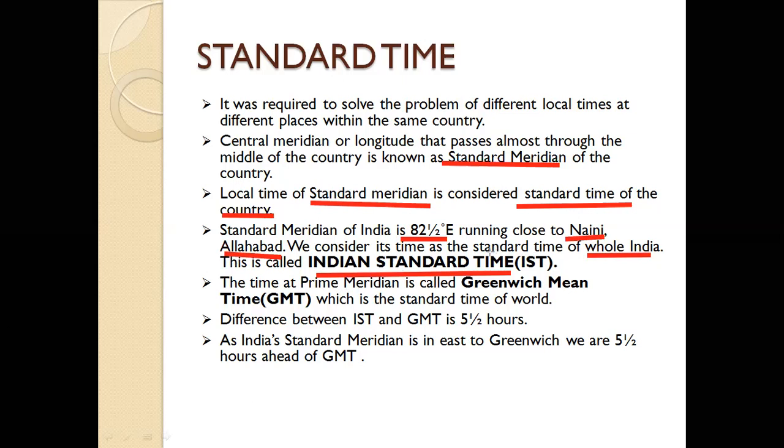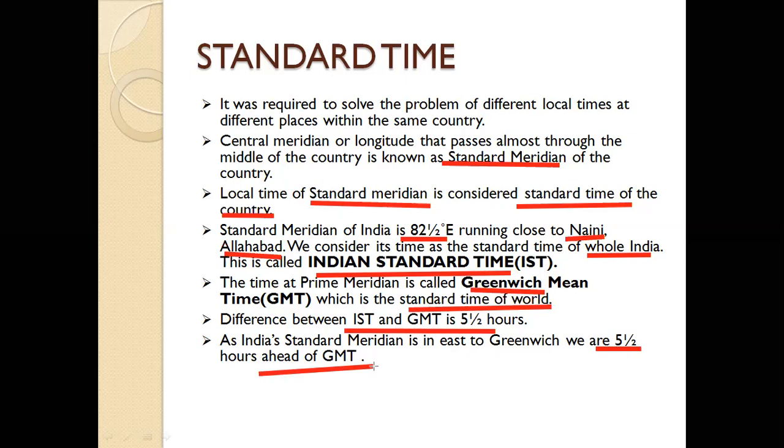Now come to the term GMT, that is considered as standard time for the world. If we talk about the time of the world, for that we will use the term GMT, Greenwich Mean Time. Fine. And the difference between IST and GMT is 5.5 hours. As India's standard meridian is east of Greenwich, we are 5.5 hours ahead of GMT.